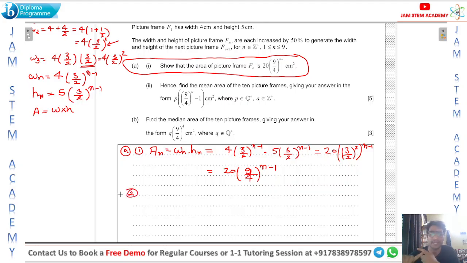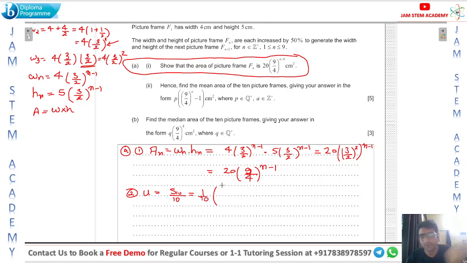Then I will divide that by the total number of terms, meaning 10. Basically, we are looking for mu, which is given by the sum of 10 frames divided by 10. So it is 1/10 of the sum of 10 terms.